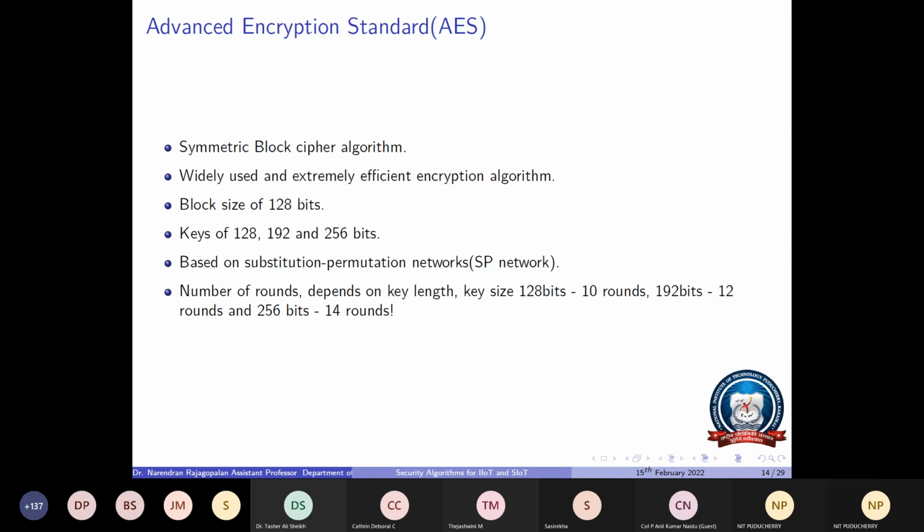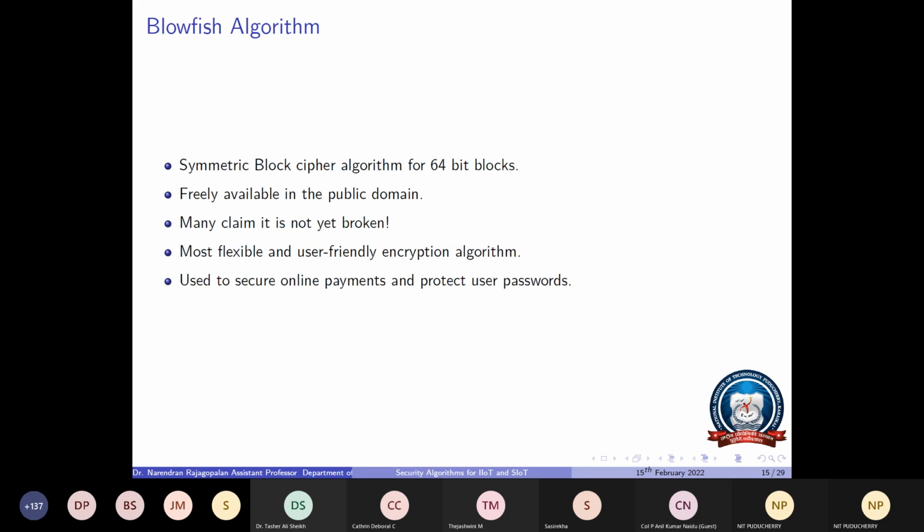It works upon a block size of about 128 bits. The key size is variable. It starts with 128 bits and goes up to 256 bits. It is based upon substitution permutation networks, and the number of rounds depends upon the key length. For a 128-bit key length, it works for about 10 rounds, whereas for 192 bits, it works for 12. And for 256 bits, it works for around 14 rounds, with each round having a substitution permutation network.